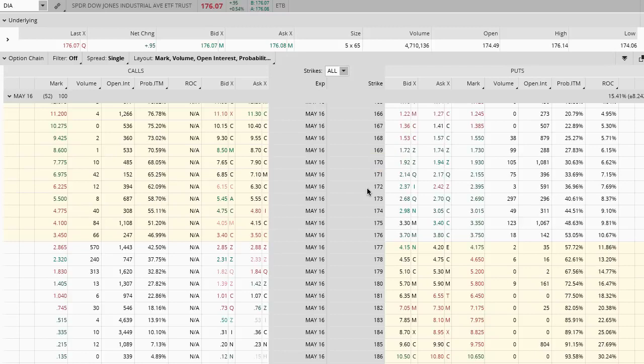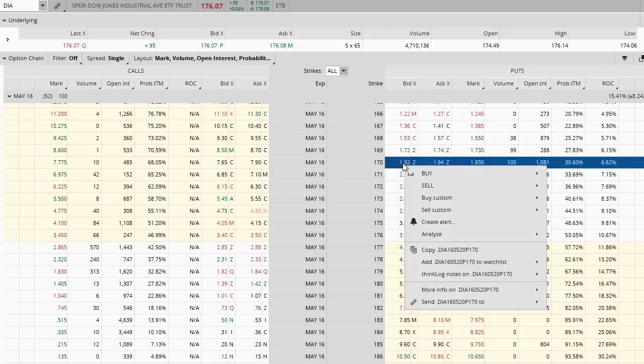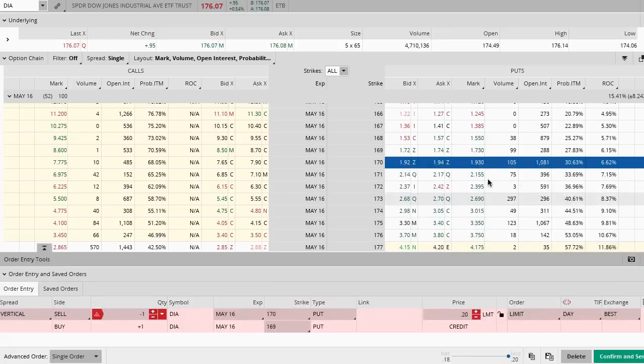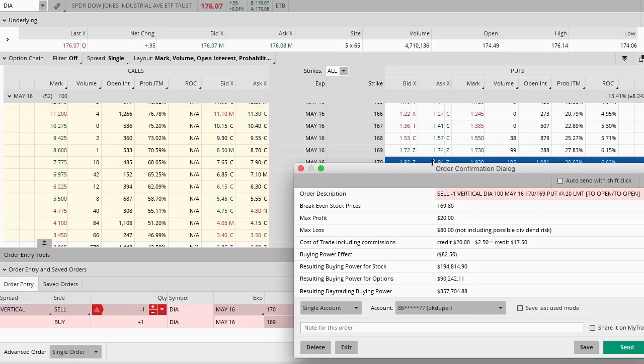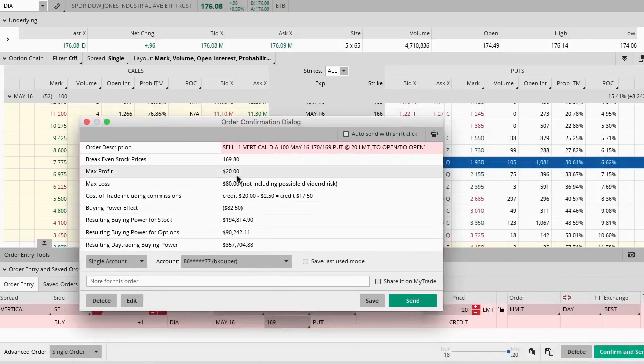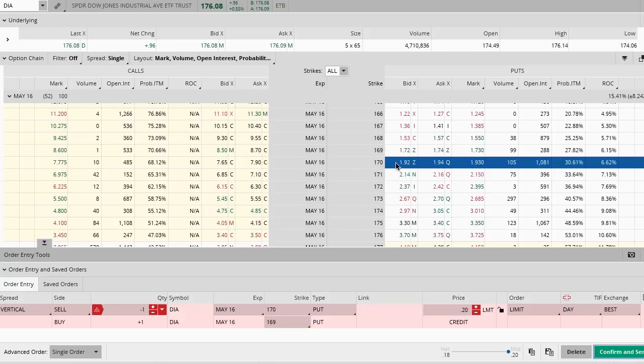So again, we can build out the same types of trades using that 170 as our new anchor strike price. So we could sell the 170, 169, and in this case, it takes in about $20 of premium. You can see, so $20 of potential profit, $80 of max risk. Again, 70% chance of success.